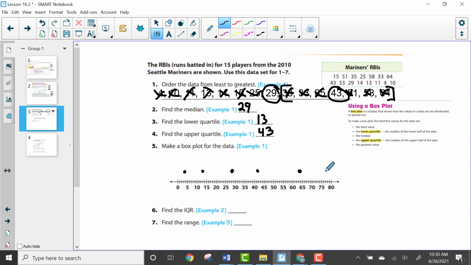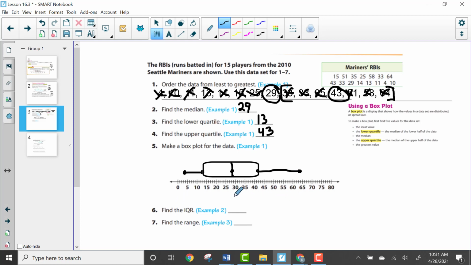Now from here, what we need to do is create our box plot, or some people call it a box and whisker plot. So we connect our least value to our lower quartile, just like that. And then we make a box connecting my lower quartile and my upper quartile, just like that. And then we draw a line through our median, and then we connect our upper quartile to our greatest value. Try to do that as straight as you can. So that is our box plot. Again, least value, lower quartile, median, upper quartile, and greatest value.